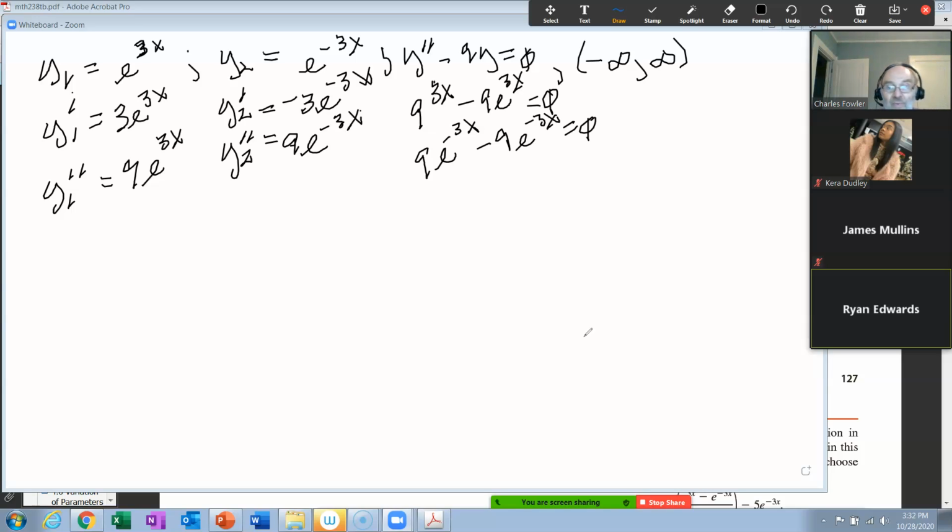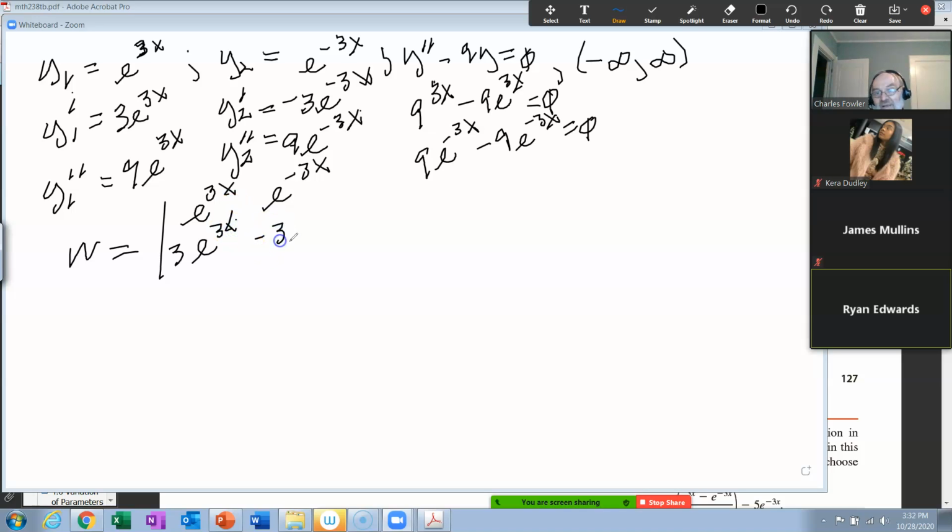Now, we can also do our Wronskian. And Ryan, a Wronskian is a determinant of your functions e to the 3x, e to the minus 3x, then the derivative of the functions, which is 3e to the 3x, minus 3e to the minus 3x. Take the determinant of that. Now I can't remember, have you had linear algebra? You have, haven't you, Ryan? Oh, you have not. Okay.